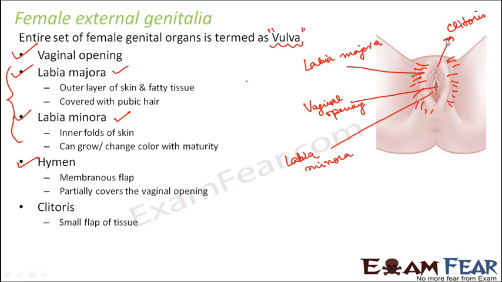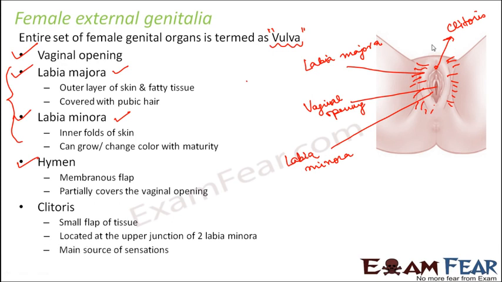So what is it? It is a small flap of tissue which is located at the upper junction of the two labia majora. These were the two labia majora. This is one and this is another one, and this is the point where they get joined. So this is the junction between the two labia majora, and that junction is called the clitoris. And the question is, what is the purpose of the clitoris?